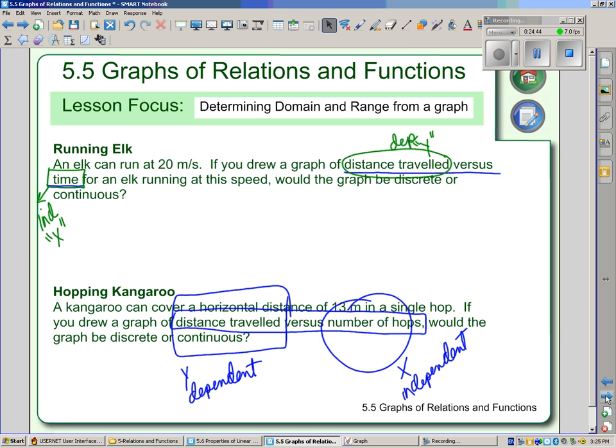I do have some questions for you to do for homework. Those should be on the board and the handout sheet that said state whether or not it's a function, give the domain and range. That's based on this part of the lesson.